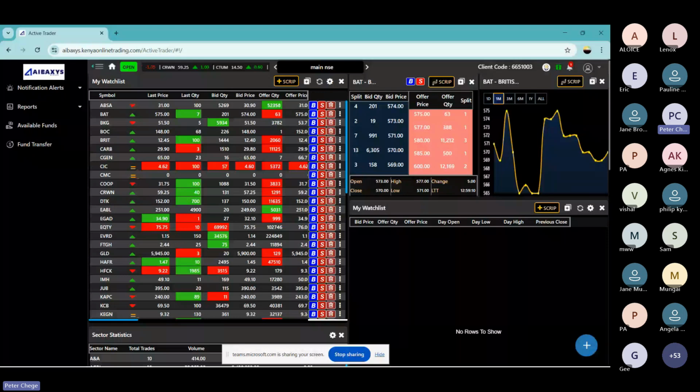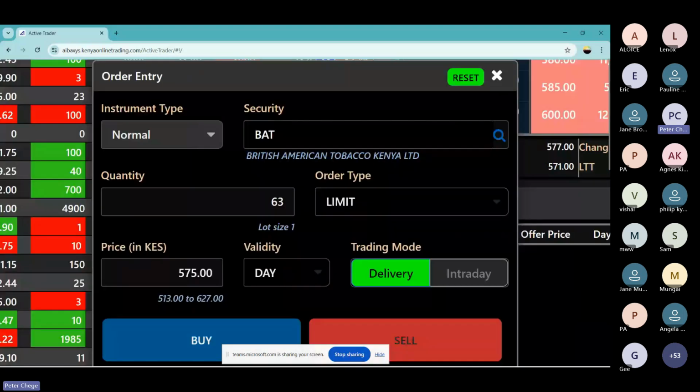So the next point, once you identify the share, as we have said, place an order. You just click on buy, B, that is the screen for order entry. Instrument type, just leave it as normal.